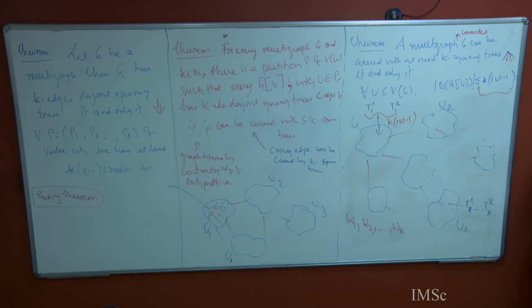I have k edge disjoint spanning trees. They are spanning how many edges? k times cardinality of U minus 1. Okay. Now you told me that in this subgraph, how many edges do I have? At most k times mod U minus 1.